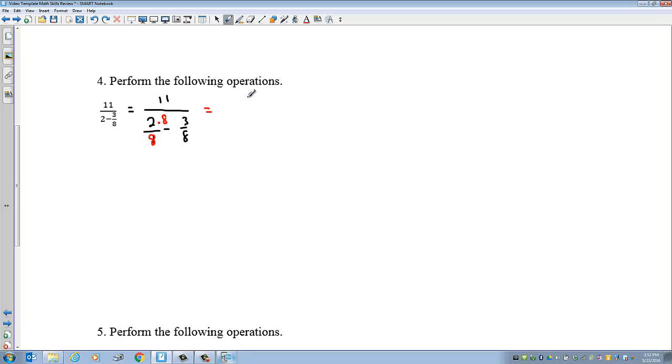But what you have here is 11 divided by 16 over 8 minus 3 over 8, which equals 11 all divided by, then 16 of these minus 3 of these is 13 of these. Right, so 16 eighths minus 3 eighths is 13 eighths. And if you divide by a fraction, remember you multiply by the reciprocal. So this is really 11 times, and then flip 13 over 8.